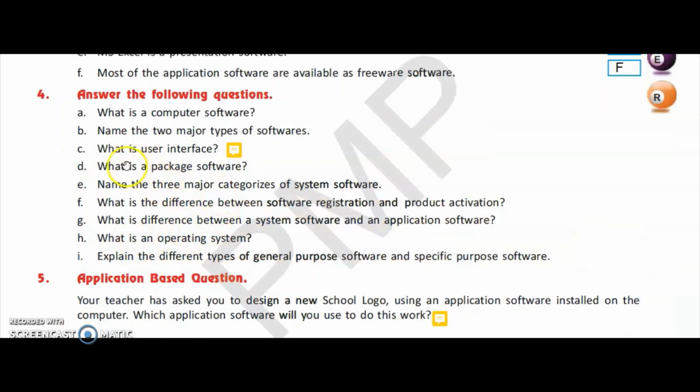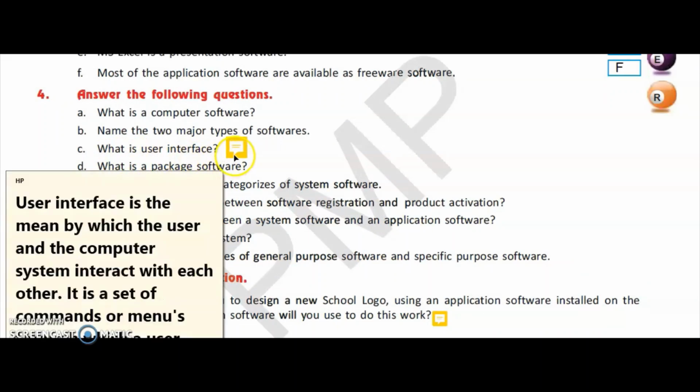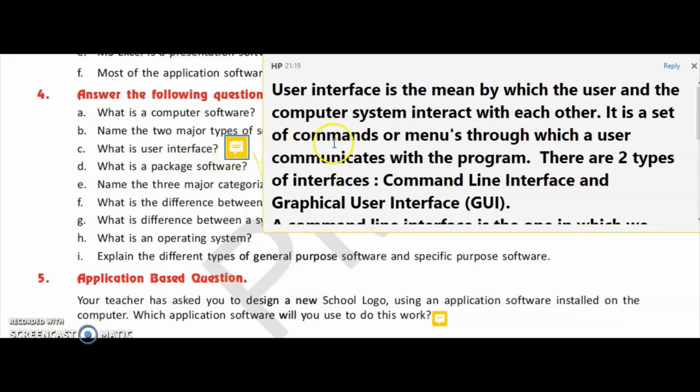Now the third question, C part is, what is user interface? User interface is the means by which the user and the computer system interact with each other. It is a set of commands or menus through which a user communicates with the program. And there are two types of interfaces, command line interface and graphical user interface or GUI.